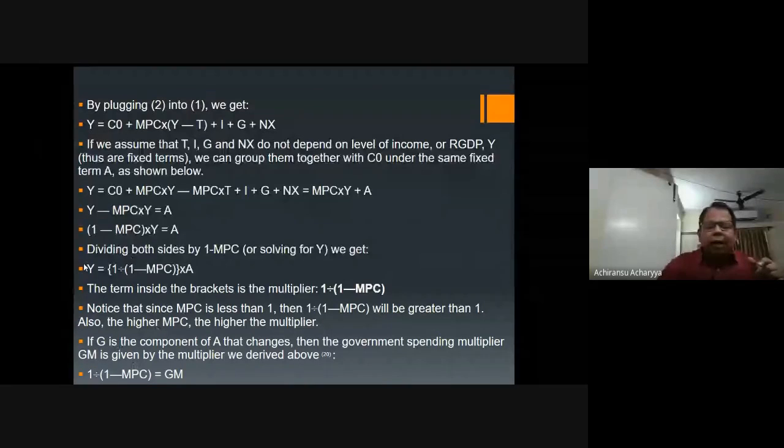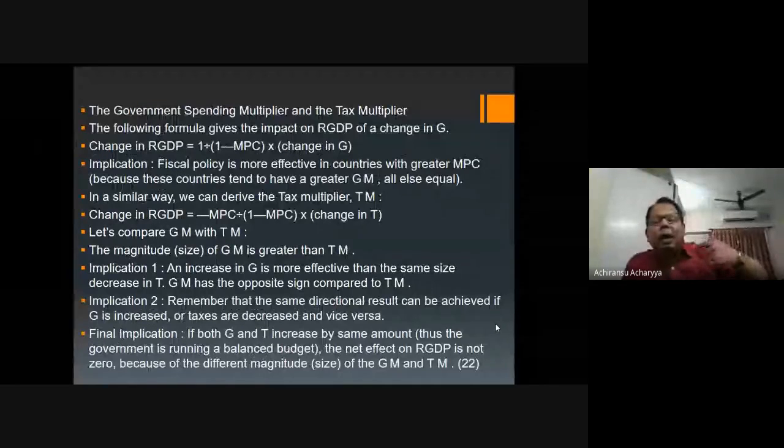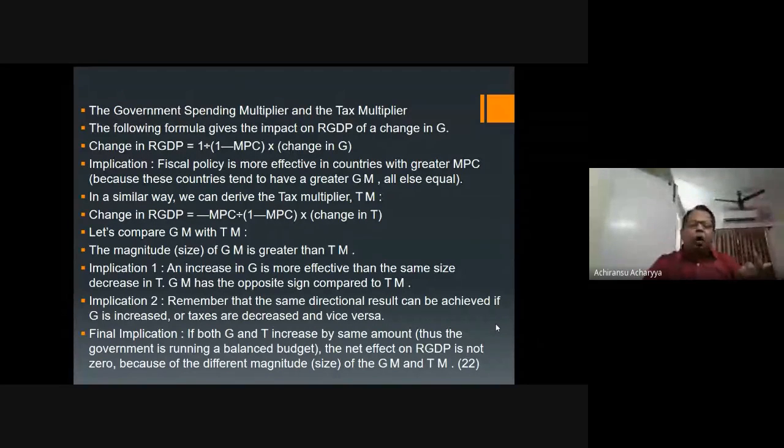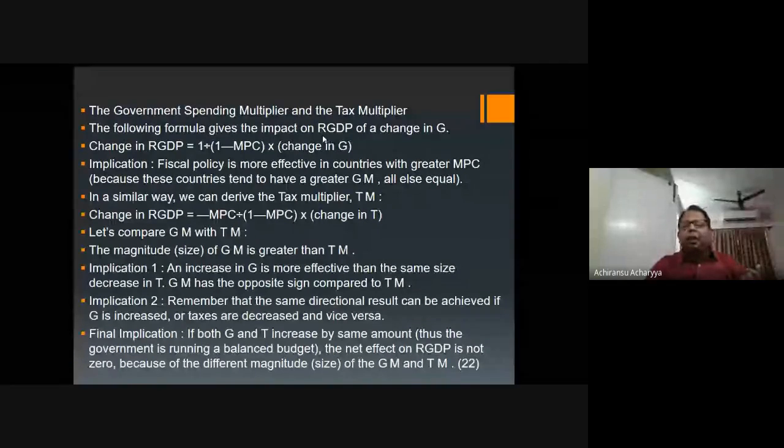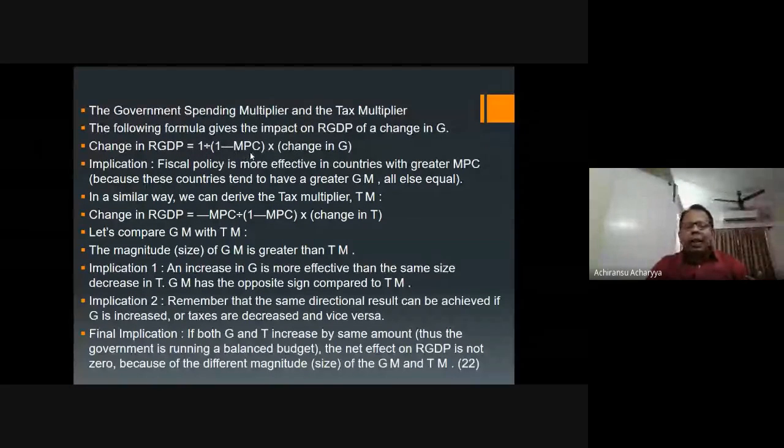So this multiplier tells you that if you increase government expenditure by 1 unit, then it will flow into the economy, multiplying the flow of expenditure. So the government spending multiplier actually has a bigger effect in the economy, and similarly the tax multiplier also has a bigger effect in the economy. The following formula gives the impact on real GDP of a change in government expenditure. It's 1 by 1 minus MPC into the change in government expenditure. So fiscal policy is more effective in countries with greater marginal propensity to consume, like India and Bangladesh, where people consume more because many of them are poor, and because these countries tend to have a greater government expenditure.